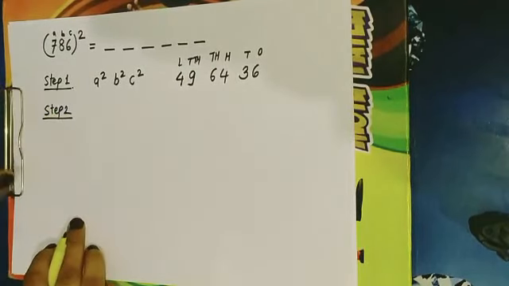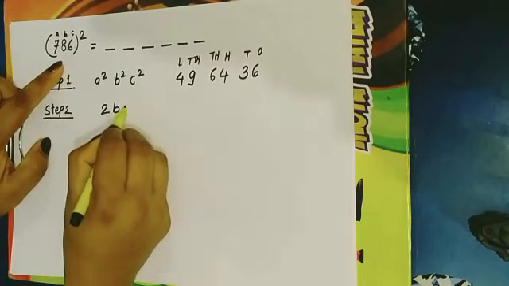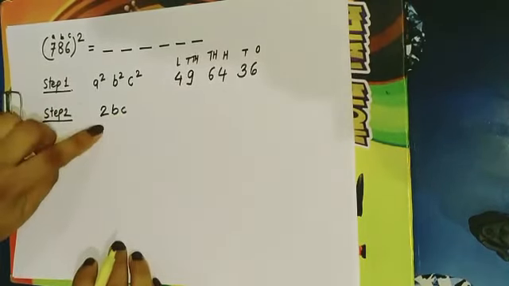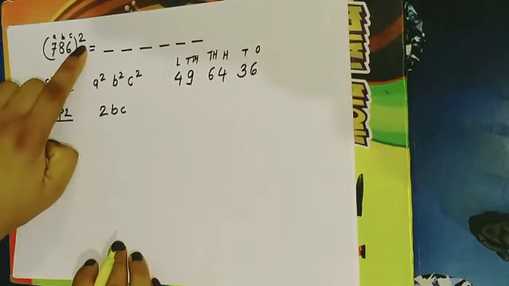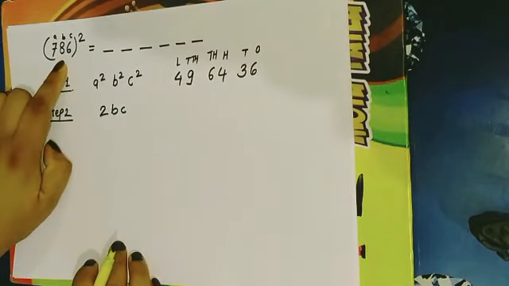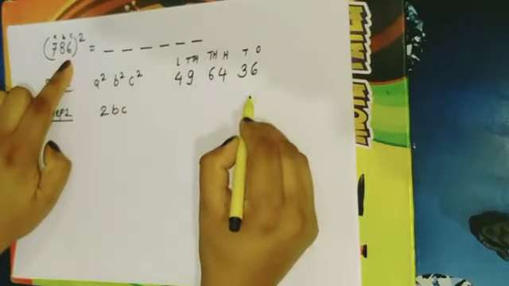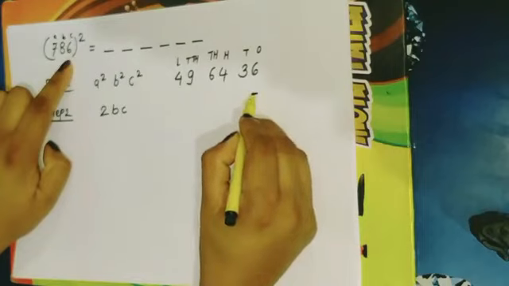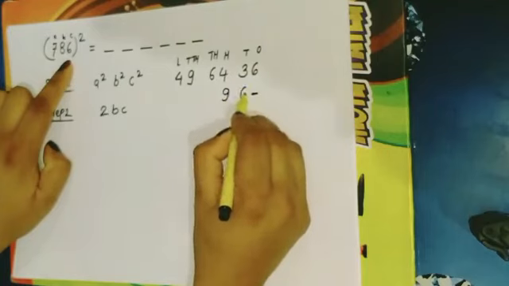Now what we have to do here, we need to write down the 2BC. 2BC means 2 multiplied with B and then C. So when we multiply this 2 with 8, that is 16, and 16 multiplied with this 6, that is 96. So we need to keep the ones place blank over here and we need to write down the 96 here.